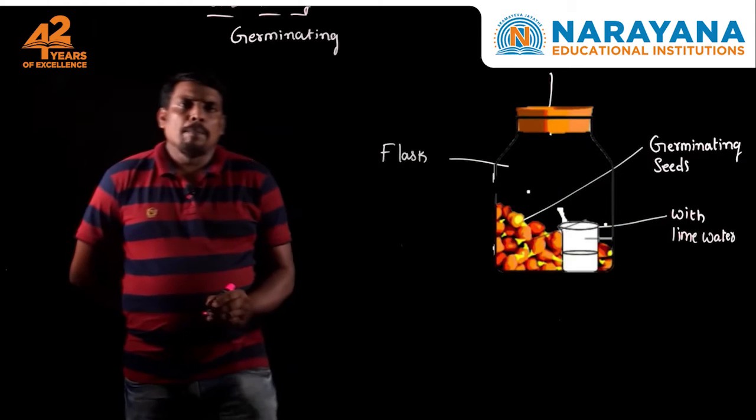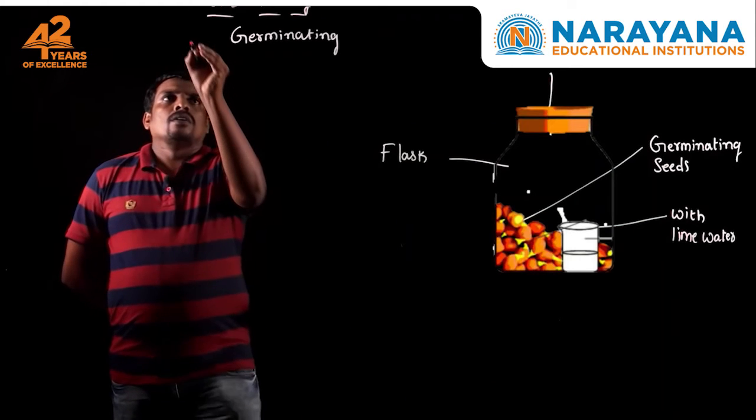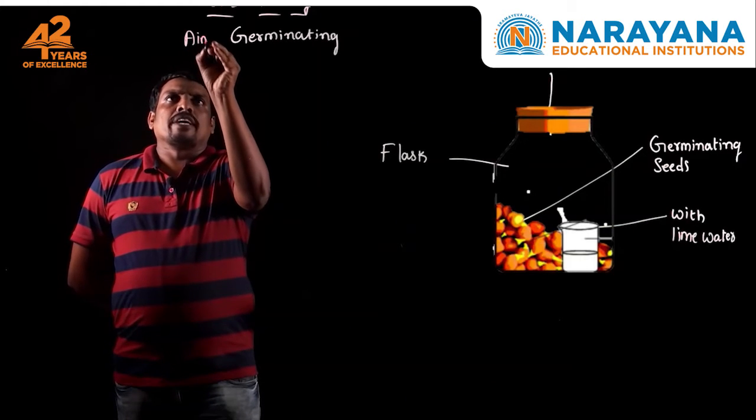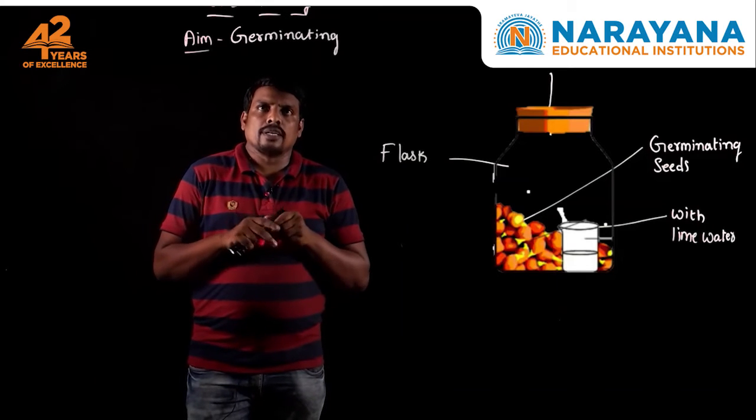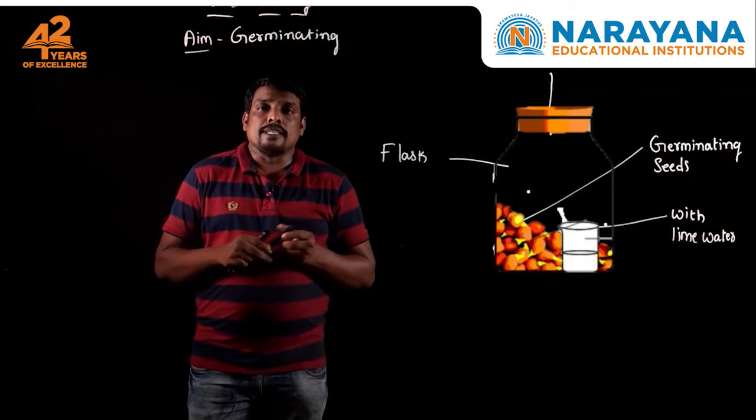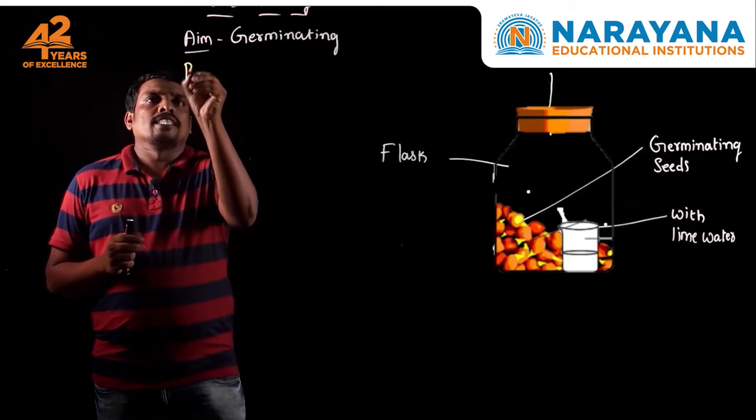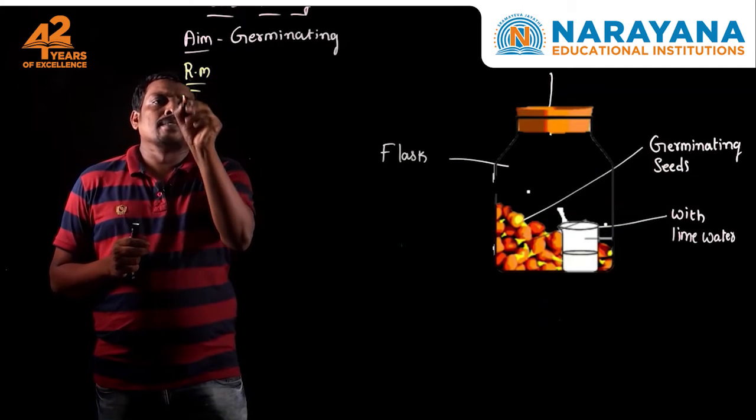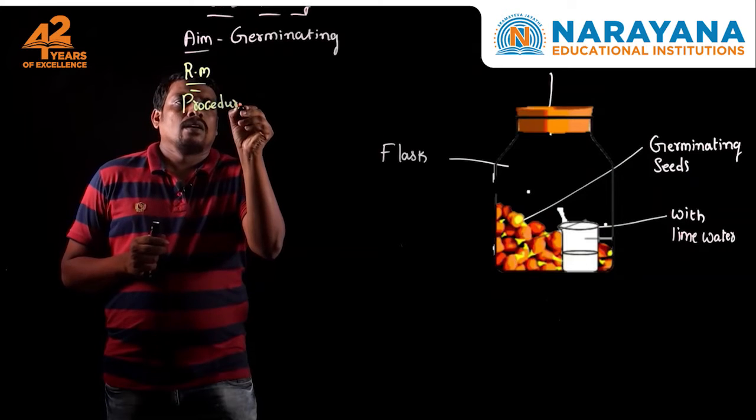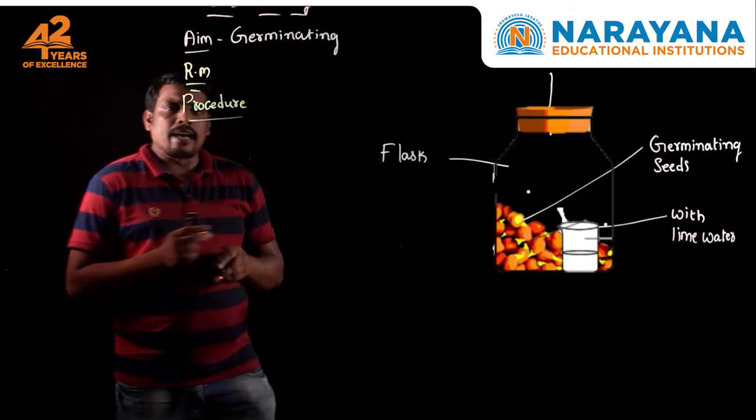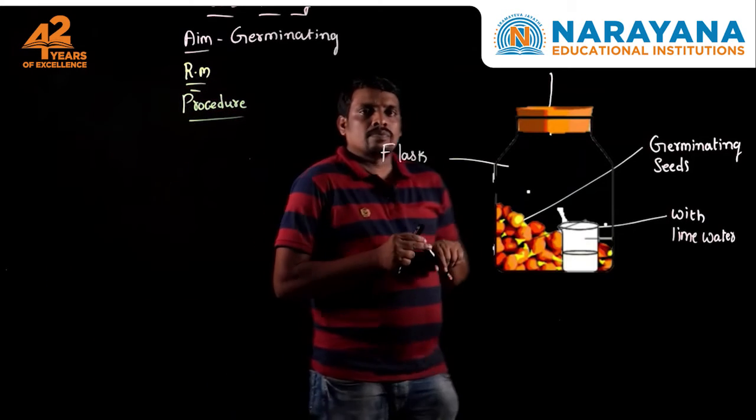Now, point number one. We know very well about our aim. We have to prove CO2 production during growth of germinating seeds. We have written the required materials. Let us see the procedure of this experiment. Procedure: arrange the apparatus as shown in the figure.